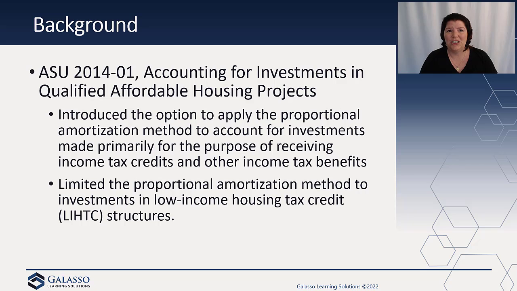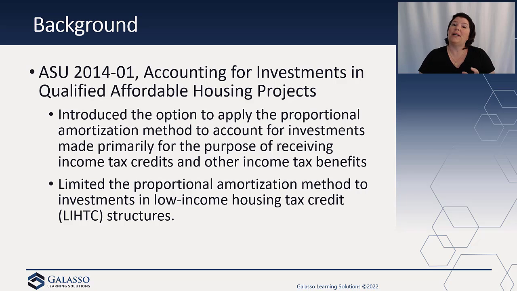So let's go all the way back to 2014. It's been a while. And in 2014, the FASB issued ASU 2014-01, which was accounting for investments in qualified affordable housing projects. And this introduced the option to use what we call the proportional amortization method to account for investments primarily made for the purposes of receiving income tax credits and other income tax benefits. So again, when we think about this, why are they doing this? Because the proportional amortization method results in the cost of the investment being amortized in proportion to the income tax benefits received, right? So then as a result, you're starting to get that nice matching.